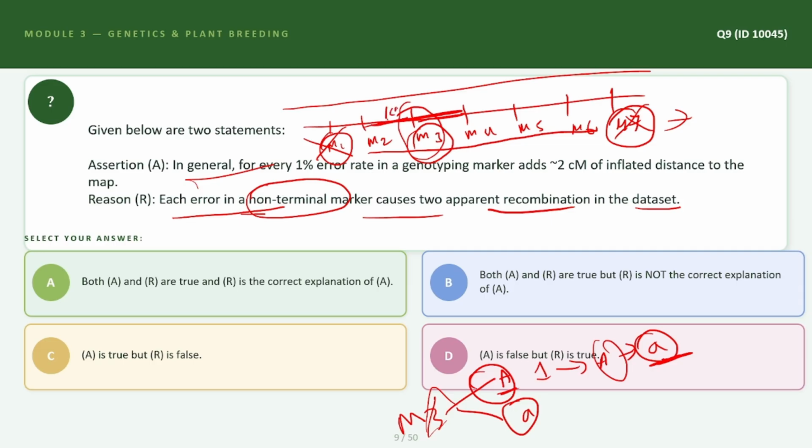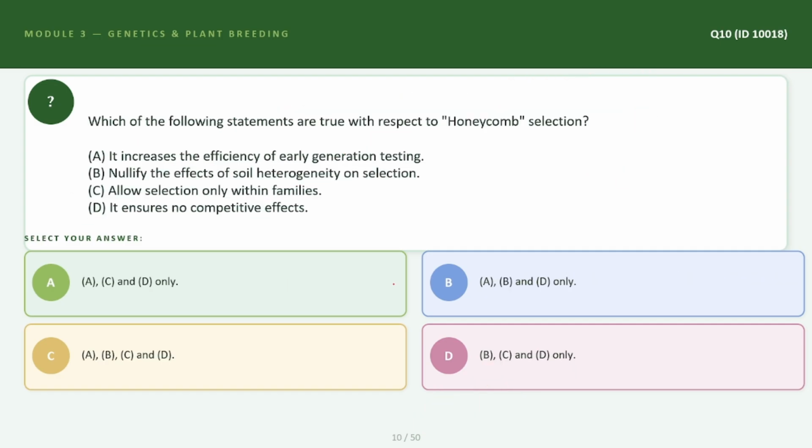You think, okay, then this entire distance will be inflated. Here, think 1 centimorgan, here 1 centimorgan. If you wrongly genotype, definitely there will be a two times increase in the distance. So that's why both the statements are true. It does not apply to the terminal marker, because on this side no marker and on this side no marker. Okay, only a non-terminal marker has two sides. I think you understood this question.